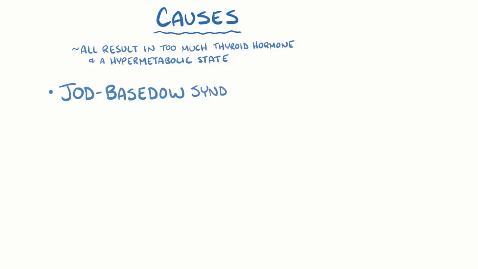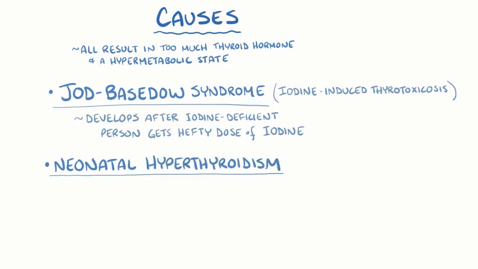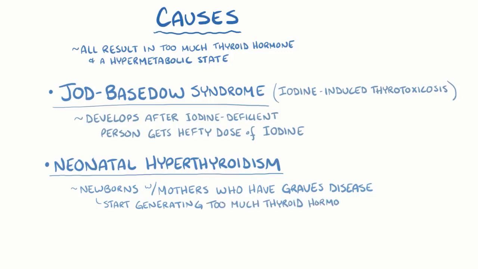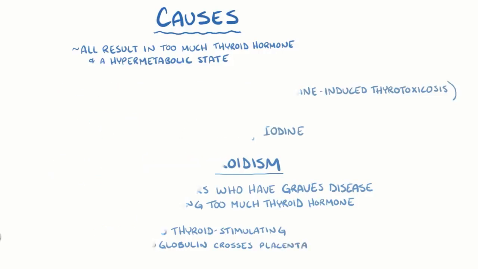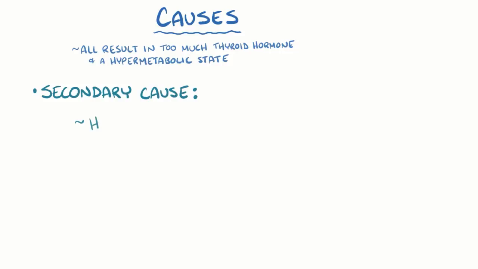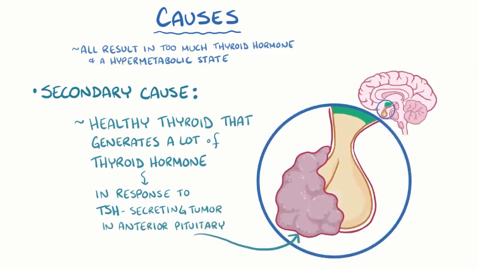There's also Jod-Basedow syndrome, or iodine-induced thyrotoxicosis, which can develop soon after an iodine-deficient person gets a hefty dose of iodine. And finally, neonatal hyperthyroidism, which is when newborns who have mothers with Graves' disease start generating too much thyroid hormone in response to thyroid-stimulating immunoglobulin that crosses the placenta barrier and enters the baby. A secondary cause of hyperthyroidism is when there's a healthy thyroid that generates a lot of thyroid hormone in response to a TSH-secreting tumor in the anterior pituitary.